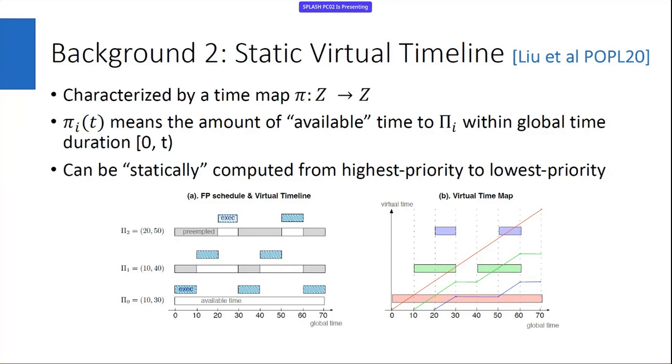And then if you go to pi 2, you will realize that these things are already used by partition 1 and 0, so this is the only available thing. So the virtual timeline can actually be depicted as these different lines. The red line shows what's available for partition 0, green means partition 1, blue means partition 2, and they don't overlap. So this is what we developed in the past.